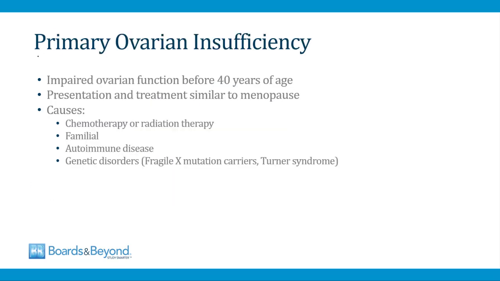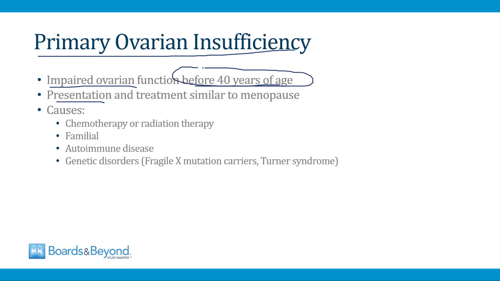I'll finish with one slide on primary ovarian insufficiency. This refers to impaired ovarian function before 40 years of age. Basically, this is the same presentation, the same clinical syndrome as menopause, but it's occurring at a very early age outside the range that is usually seen for normal menopause. Other than the age at which it occurs, the presentation and treatment are similar to menopause.